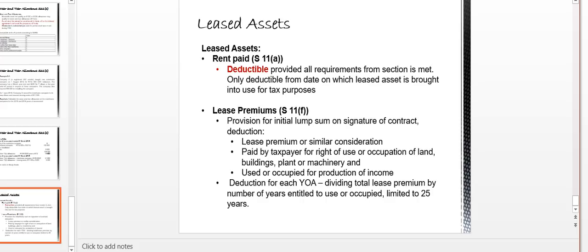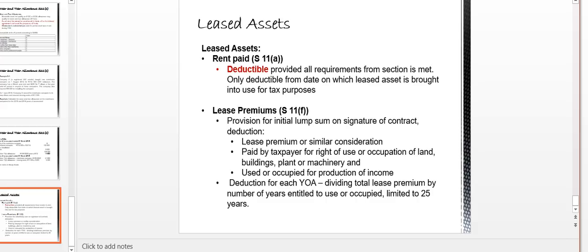And your lease premiums are also deductible in terms of Section 11F. So there's a specific provision for the initial lump sum on the signature of a contract, which is deductible, and it states that the lease premiums or similar considerations are deductible if it's paid by the taxpayer for the right of use or occupation of land, building, plant, or machinery, and used or occupied for the production of income.